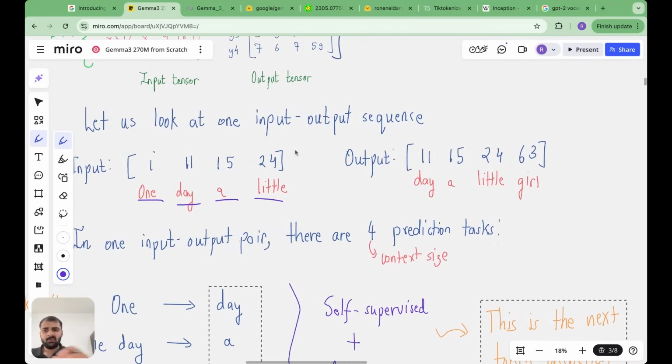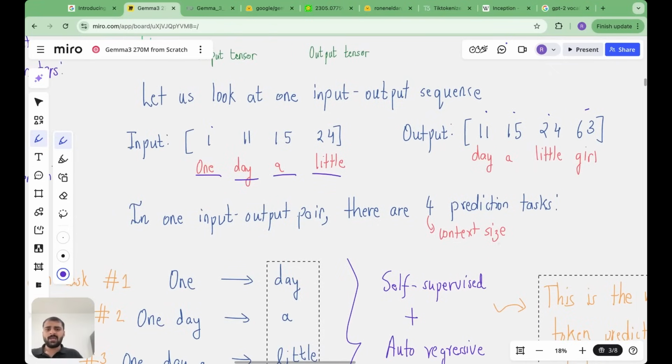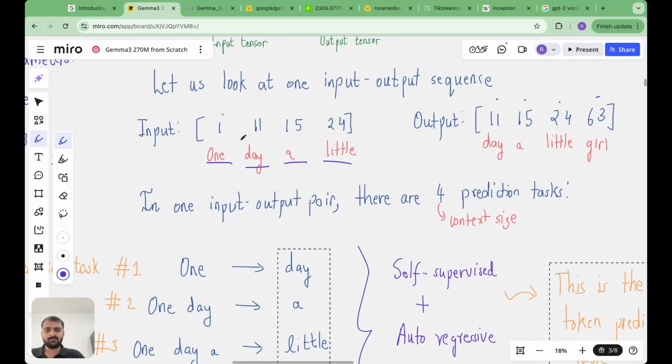My first output sequence is shifted to the right by 1. So: one day a little girl, corresponding to token IDs 11, 15, 24, and 63. Now, you might be thinking, why is this input and target? What's the input and what's the output actually? So this looks like one input output pair, right?